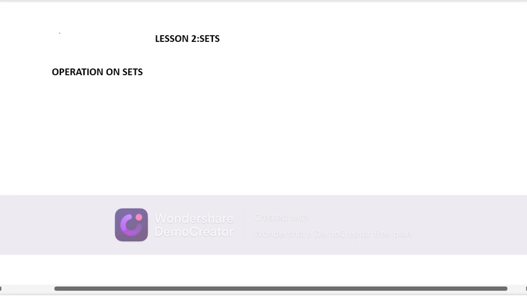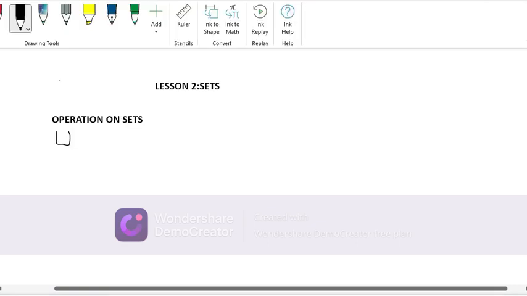So the first operation that we are going to talk about is union. We usually represent it like this. So the moment we see a U, that's what we mean when we say union. For example, we can say A union B. So that's the first operation on sets, which is the union of a set. So what does this union of a set mean?